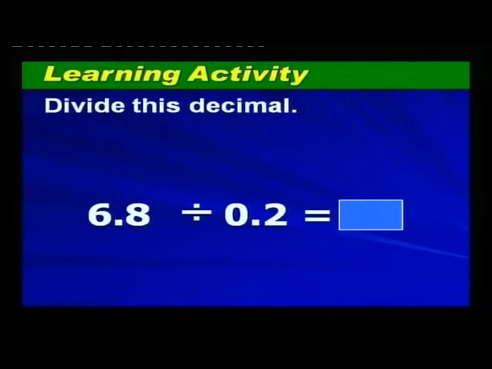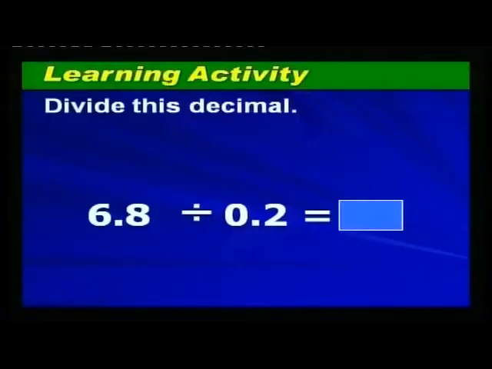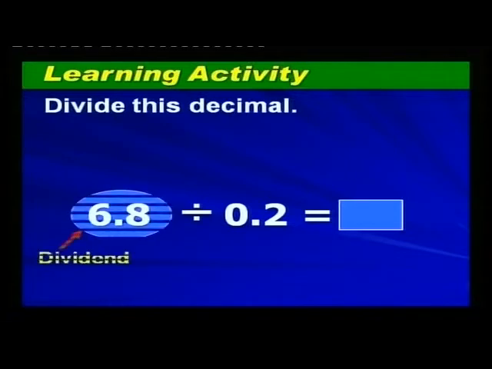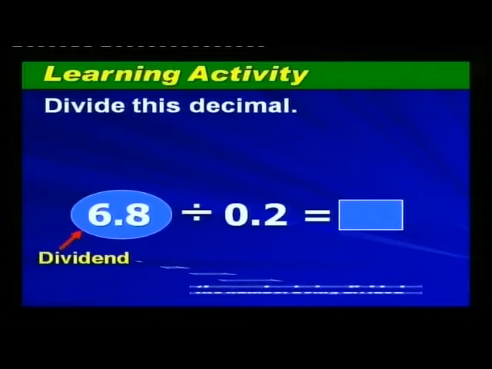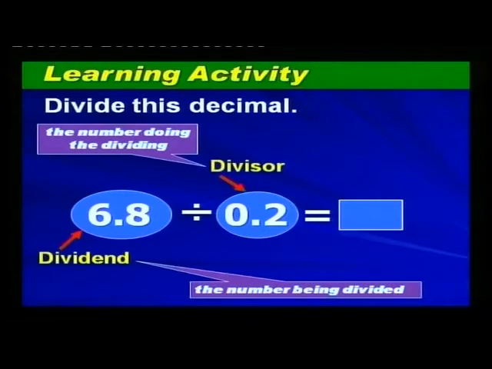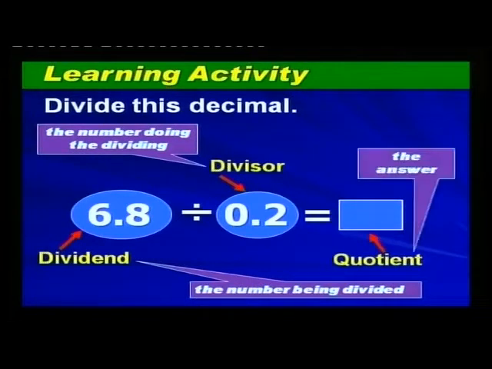Christina? 6.8. Okay, thank you. We are trying to divide 6.8. Our dividend is 6.8, which is the number going to be divided, and the divisor is 0.2, which is the number doing the dividing. And our final answer is the quotient.